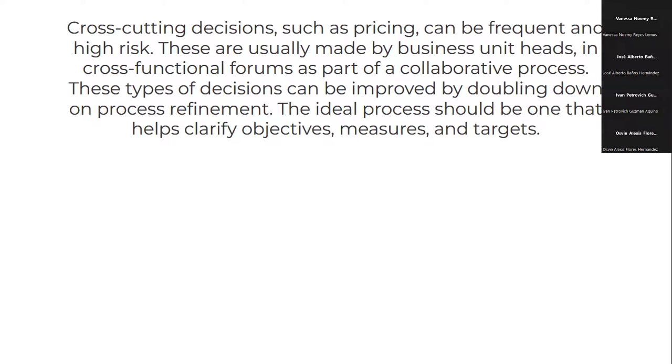Cross-cutting decisions, such as pricing, can be frequent and high risk. These are usually made by business unit heads in a cross-functional forum as part of a collaborative process. This type of decision can be improved by doubling down on process refinement. The ideal process should be one that helps clarify objectives, measures, and targets. Okay, what do you get from this?